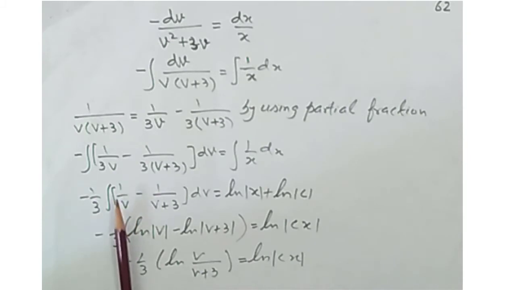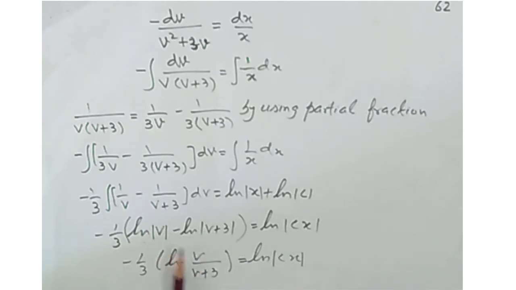Now the integral of 1 by v is natural log of v, and derivative of v is 1. So integral of 1 by v is log of v, and derivative of v plus 3 is 1. So integral of this is log of (v plus 3). This is equal to log of c into x. By property of log they can multiply. We can write this as log of c into x.